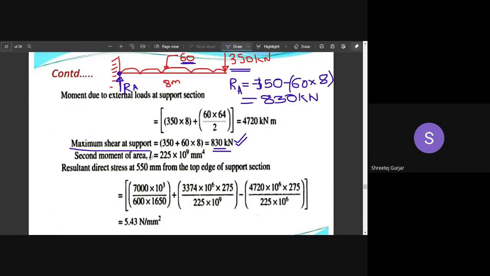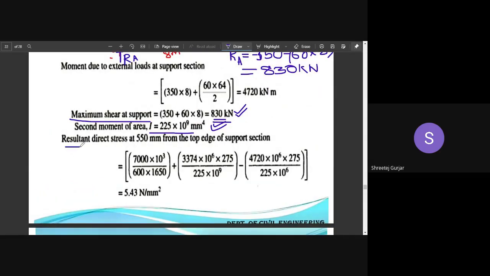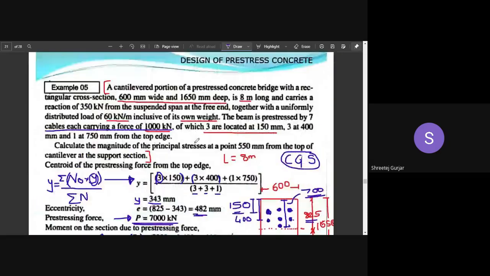Now, the second moment of area I we can calculate. BD cube by 12 applies, as it is a rectangular section, and I is 225 into 10 power 9 mm raised to 4. No problem. Now, to calculate the resultant direct stress, that is the F value, from the top edge at the support section. What they have told in the question is that we have to find the principal stresses at a point 550 mm from the top.